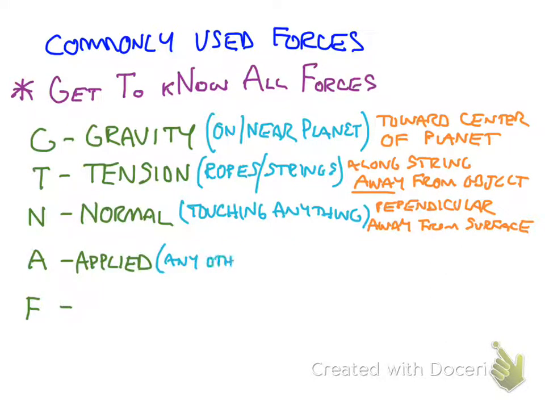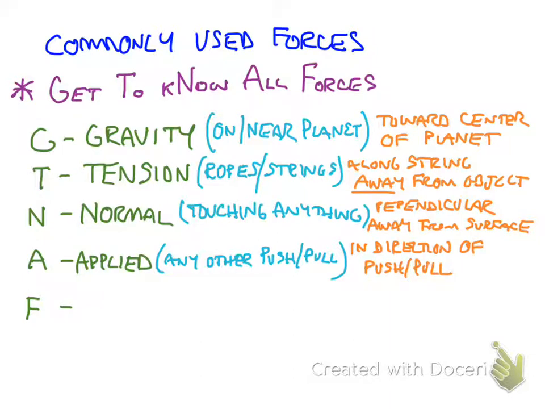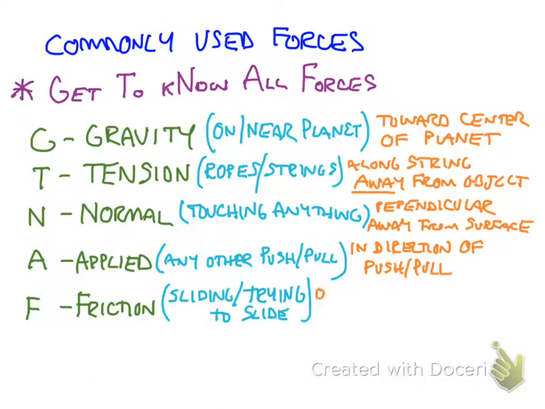We have applied force, which is any other push or pull on the object, and it would be in the direction of that push or pull. And we also have friction, which is if there's any sliding or trying to slide from the object. And the direction is the opposing direction of the local motion.